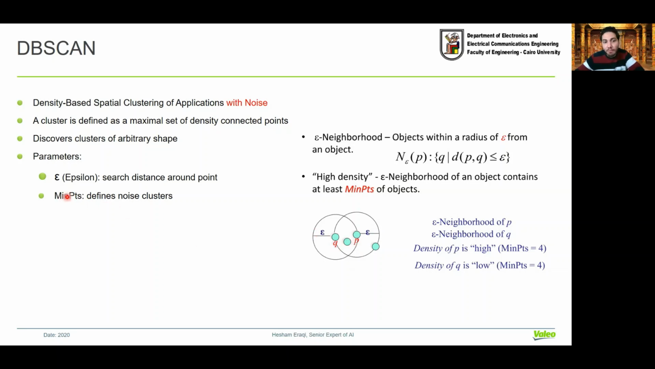So if the minimum number of points is equal to 4, what about point Q? Is Q a core point, a high density point, or is it a low density point? Let's construct a circle from Q. For this circle, how many points do we have inside? We have 3 points, which is not greater than or equal to the minimum number of points, 4. So Q is a low density point. It is not a core point.